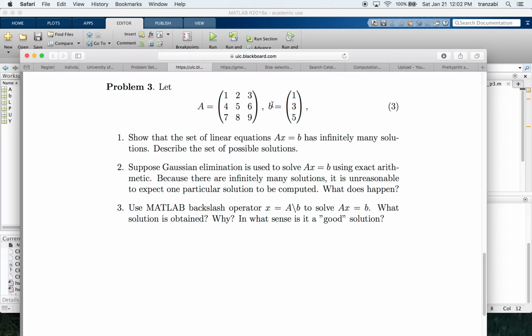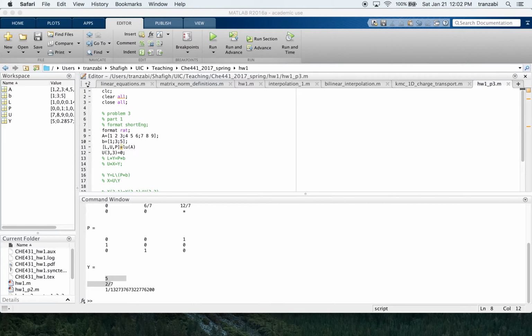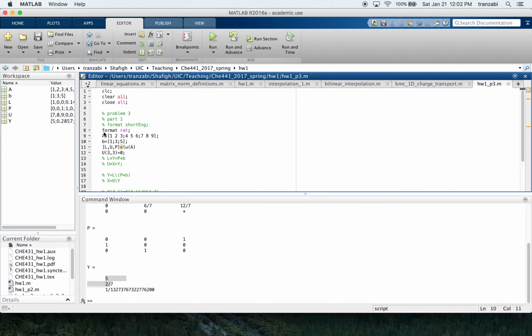So this is A and this is B vector. Now, to show that, I actually changed the format to rational because I don't want to get round-off error as much as possible. This is A, this is B. I do LU factorization on A, and let's see what happens up to here.